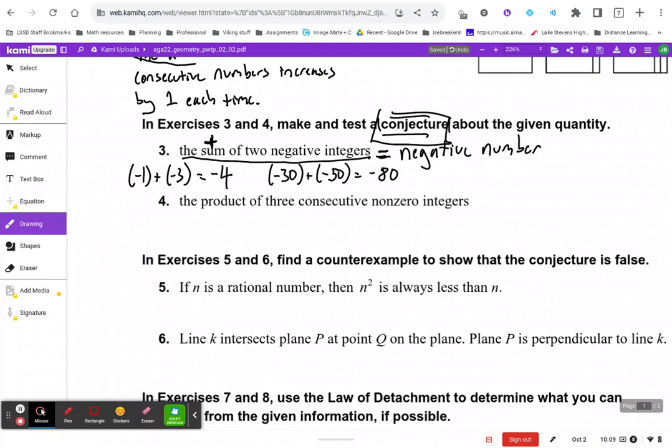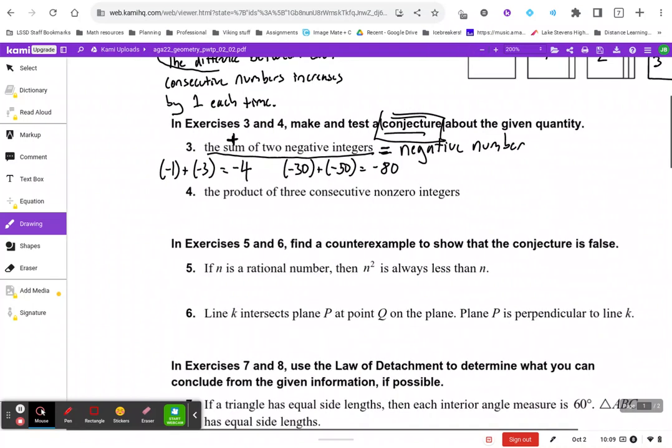Number four, the product of three consecutive non-zero integers. Maybe you need to look this up if you forgot, but integer is a whole number, positive or negative. So that does not include decimals. It does not include fractions or irrational numbers. And if you are to test this a few times, you will find that if you multiply three consecutive non-zero integers, you always get another integer. So writing some conjecture along those lines, the product of three consecutive non-zero integers is another integer would be a good conjecture.